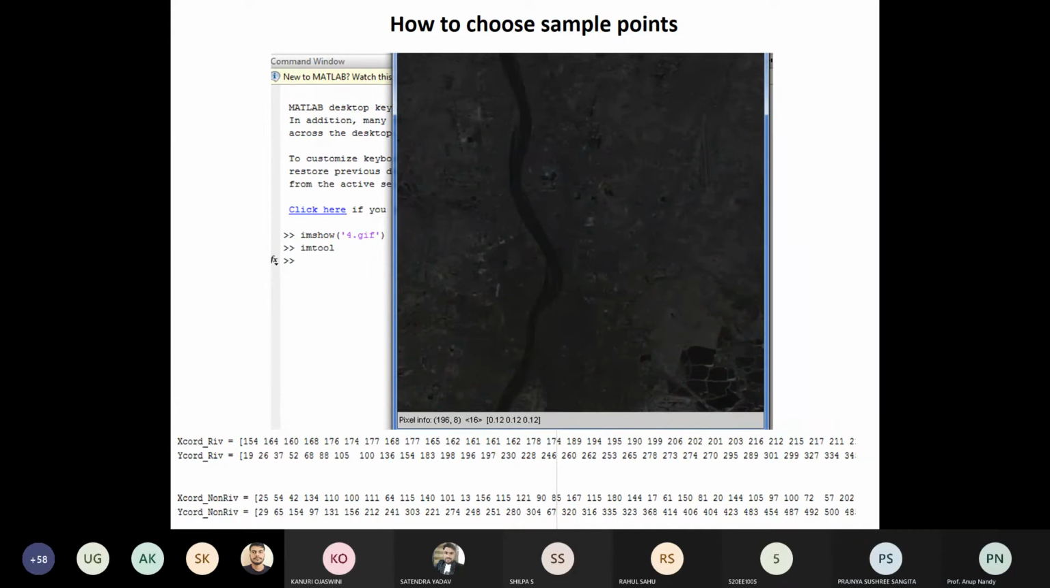Hello. Yes. You have given us 4 images, sir. Then do we need to select 50 or 100 sample points for each river and non-river class for those 4 images? Not 4 images.